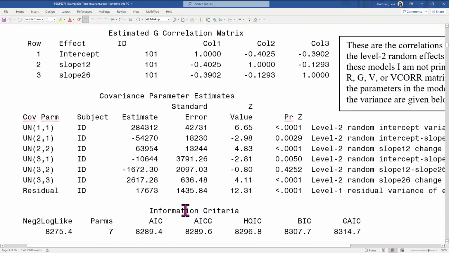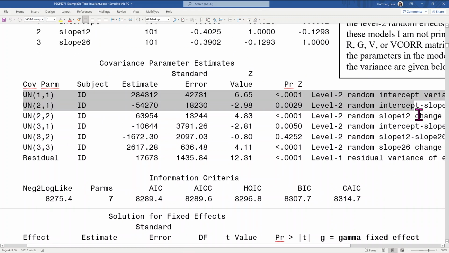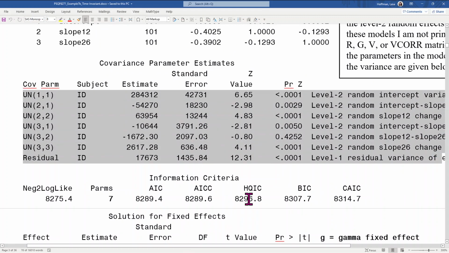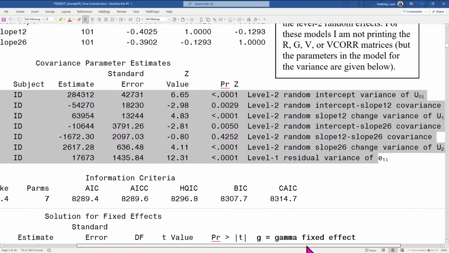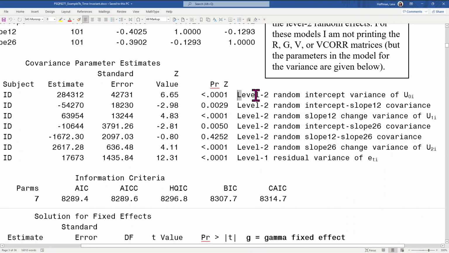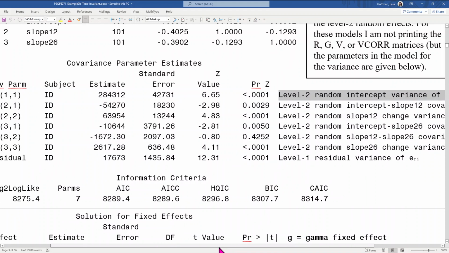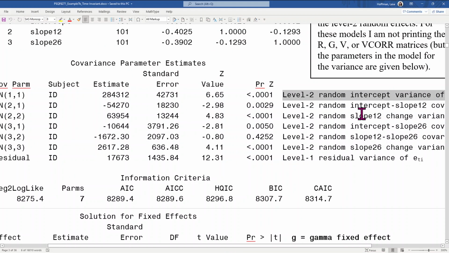I have labeled all of the model variance terms here. You're welcome. So yes, these words at the end here, if you're looking on your SAS output for the explanations, you will not find them. This is just me being nice. So we have UN(1,1) is my intercept variance, UN(2,2) is my random slope 1,2 variance, and UN(3,3) is my random slope 2,6 variance, as well as my level 1 residual as the fourth variance component. Any of these terms that have different numbers in the parentheses then refer to row-column covariances.